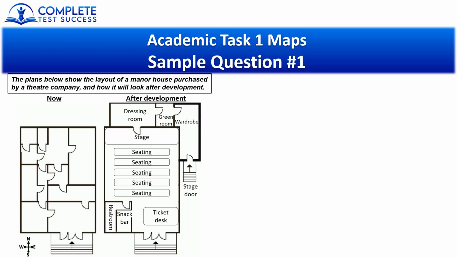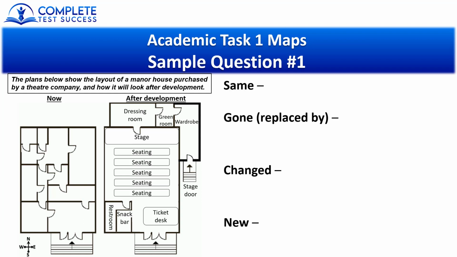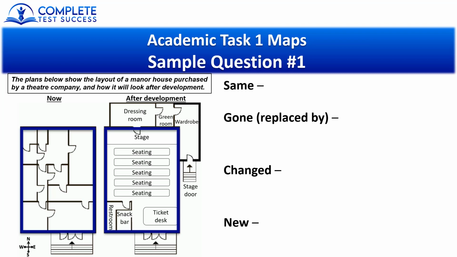And here's the first question that we will look at. And our first step is to analyse this. These are the categories I showed you earlier on, and we're just going to fill out this list. Firstly, I'm going to focus on this area here. We can see that most of the rooms are gone, and in their place we have the stage, seating and ticket desk. So I'll add that to my list.